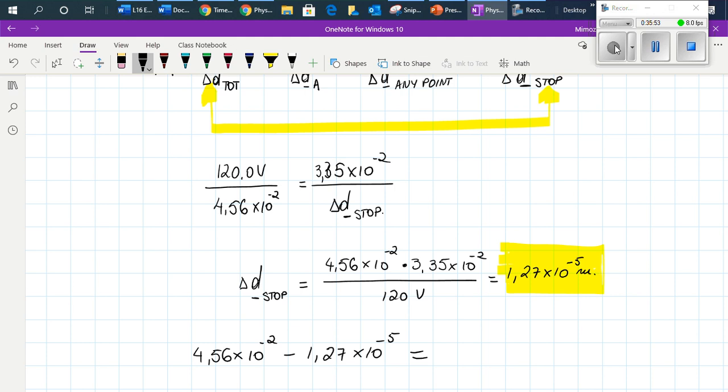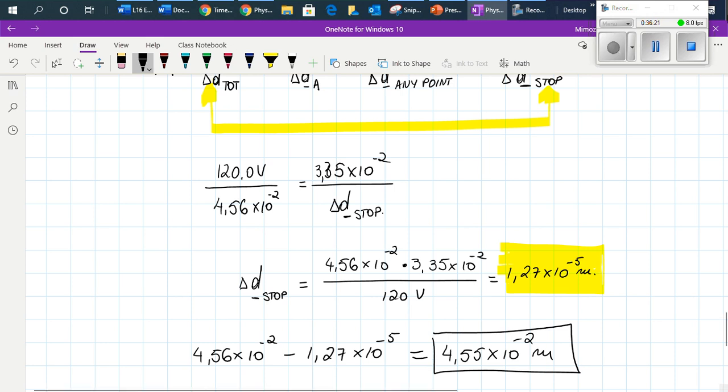So 4.56 times 10 to the power of negative 2 minus the answer, and we will have 4.55 times 10 to the power of negative 2 meters traveling in between the two parallel plates.